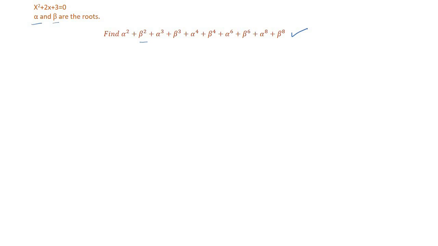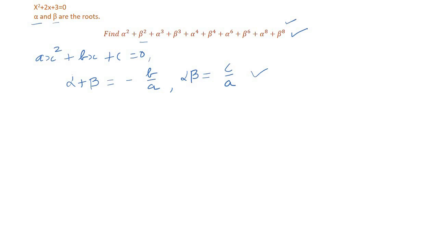And we know that if this is the quadratic equation, ax squared plus bx plus c is equal to 0, of course a not equal to 0, and alpha and beta are the roots, then alpha plus beta is minus b by a, and also alpha beta is equal to c divided by a. So this we will use to find the value of the whole thing which is asked, right?